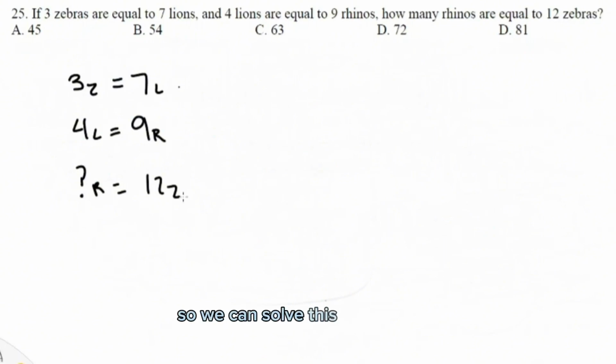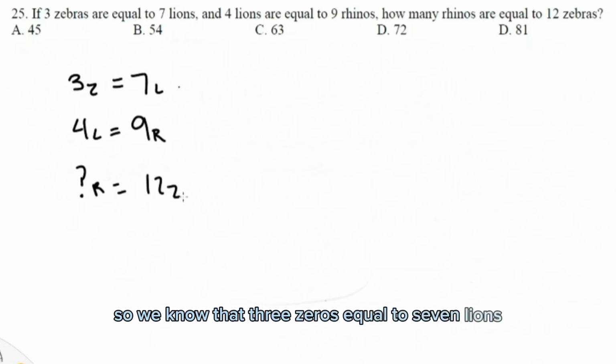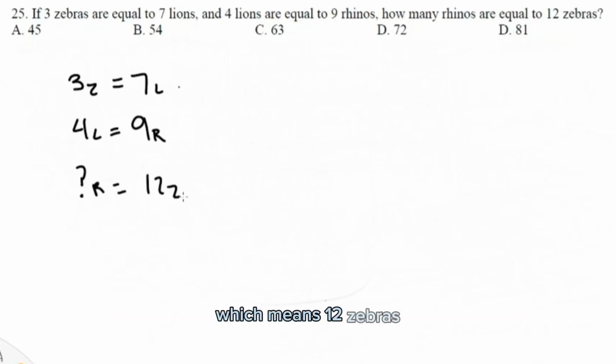Alright, so we can solve this pretty easily. We know that 3 zebras is equal to 7 lions, which means 12 zebras has to be equal to 7 times 4 lions, because 3 times 4 is 12. So 7 times 4 is 28, which means 12 zebras is equal to 28 lions.